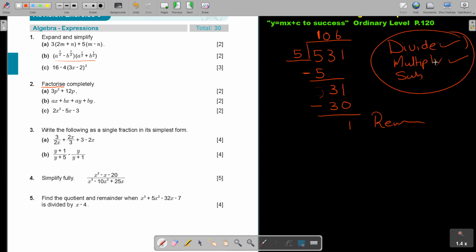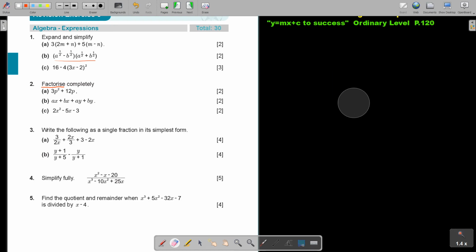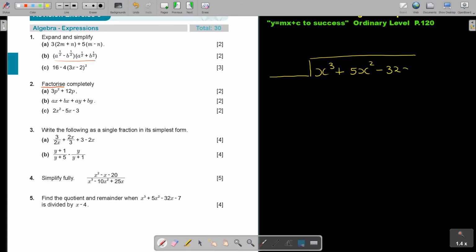We divide, we multiply, we subtract. I'll show it to you now in this sum. It's just that now we have an x also in the calculation. Okay, so find the quotient and the remainder when this is divided by this. If I'm starting, I'm going to do the long division. I think it's going to be better for the examination. So if you are good in the other one, you can do the short method. But otherwise, do the long one.